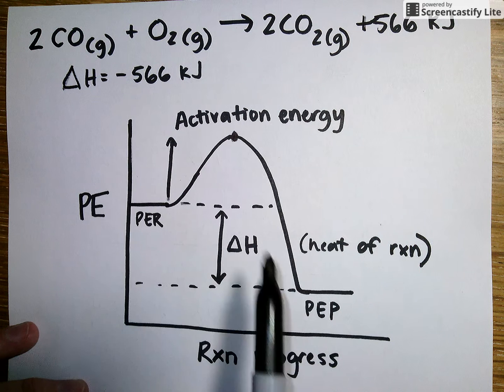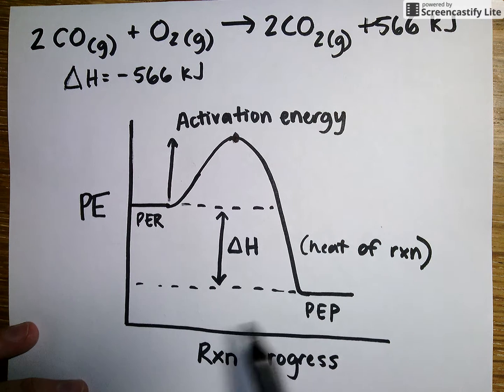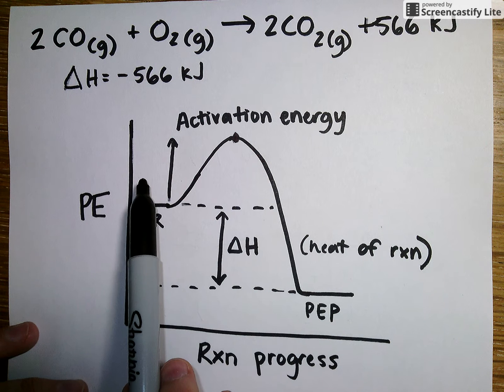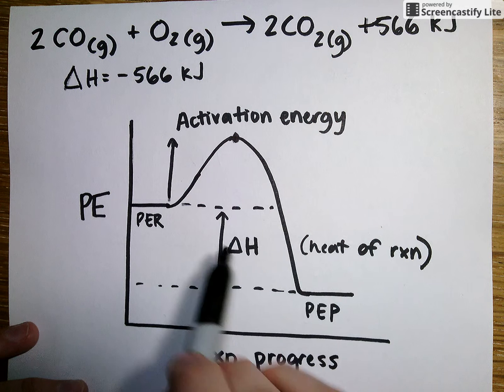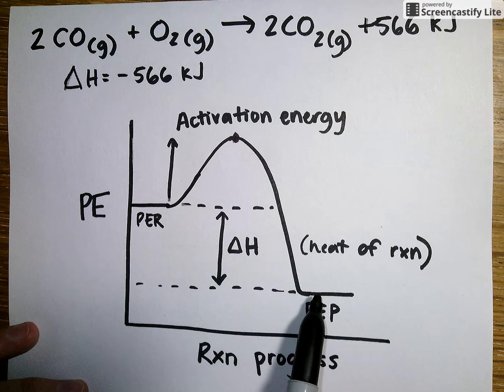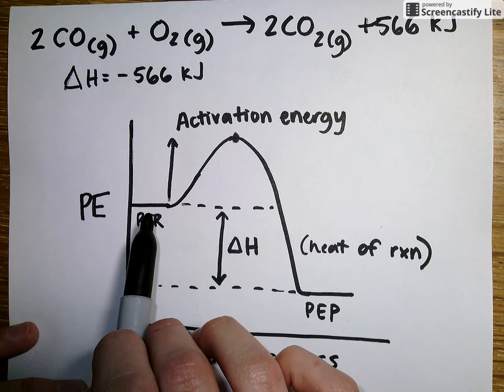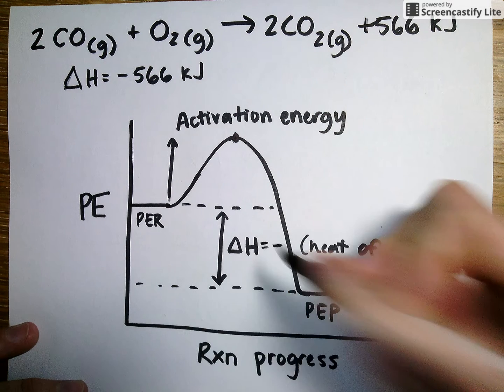So for exothermic reactions, what we see is this change in energy, change being final minus initial, gives us a negative result. So our heat of reaction is represented by this space, and it's equivalent to the potential energy of our products minus the potential energy of our reactants. So that is what gives us our negative value.